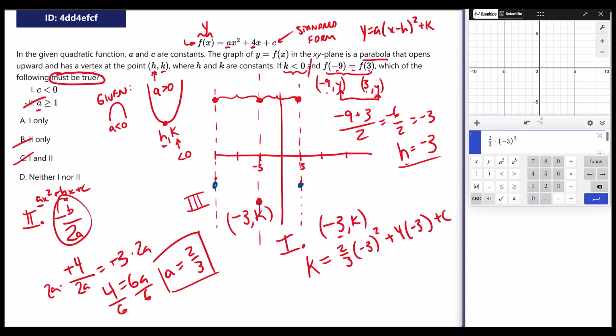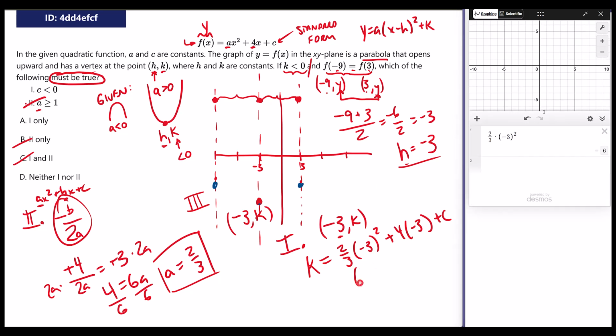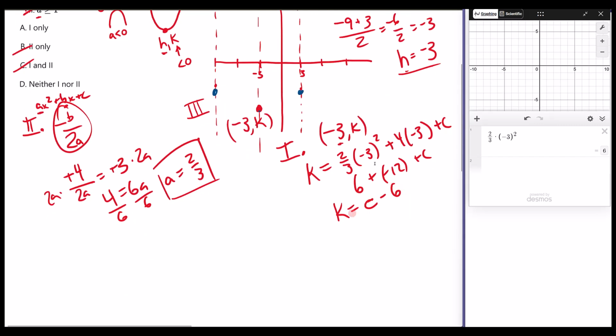So that is going to be 6, it looks like. Yes, it is 6. 6 plus negative 12 plus c. That now comes down to k equals, what is that? Negative 6 plus c. I'm just going to do c minus 6. I'm just going to move things around there a little bit. And here comes the final piece. The final piece is that we know that k is less than 0, which means that since k equals c minus 6, we can just substitute c minus 6 for k. So we know c minus 6 is less than 0, plus 6 plus 6, c is less than 6.